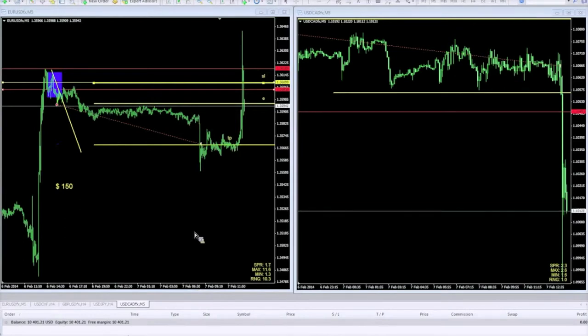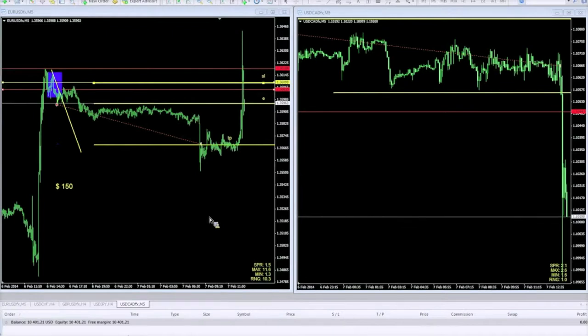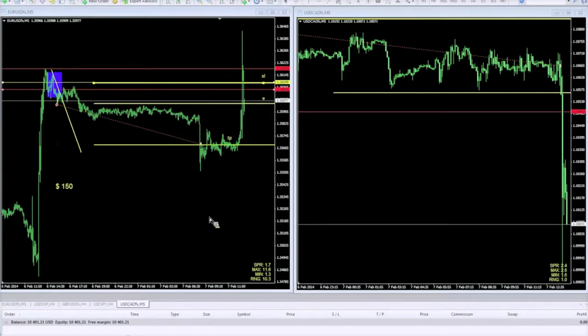Also, those of you that are using MetaTrader 4, you probably already know that there's a whole storm of things going on with MT4 because they are upgrading their platform to build 600.